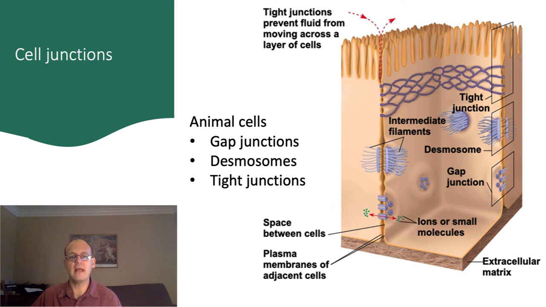Lastly, some animal cells have tight junctions, which is sort of like sewing the two cells together. Tight junctions prevent any fluids from escaping the body via the space between the cells. These are particularly important in your epithelial cells and make our skin waterproof and capable of retaining moisture.